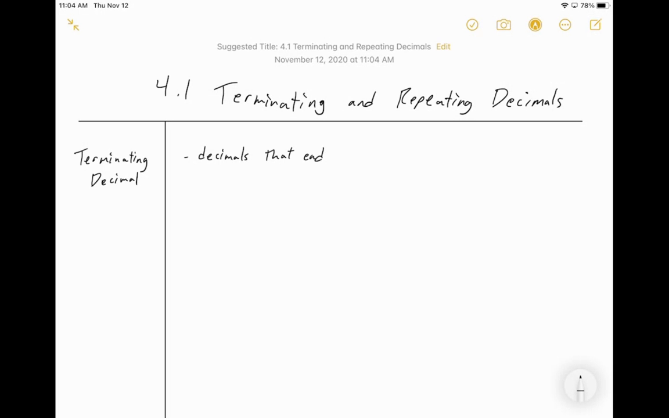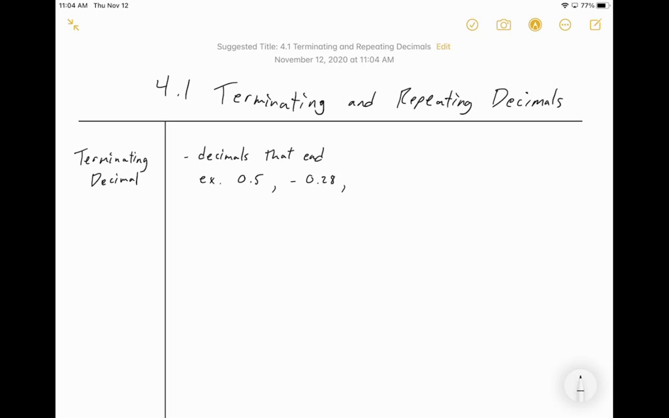Decimals that end. What do I mean decimals that end? For example, let's write down some examples. 0.5. Notice there's nothing after the 5. Other than like zeros technically, but there's nothing after 5. It stops at 5. 0.5 and then ends. It terminates, right?